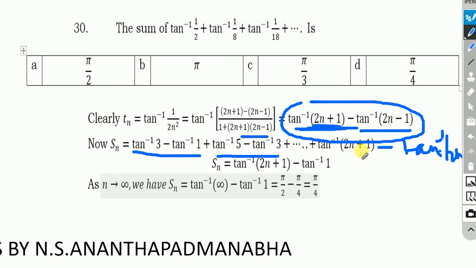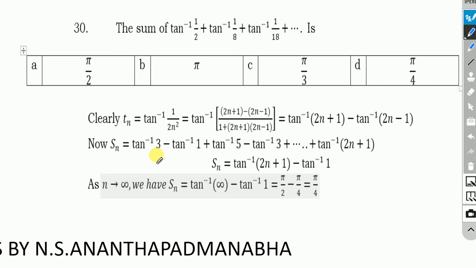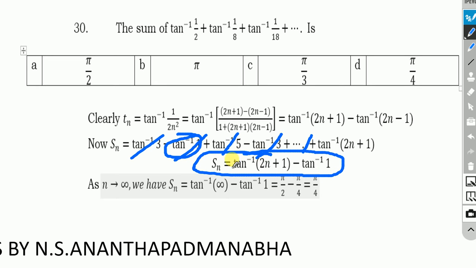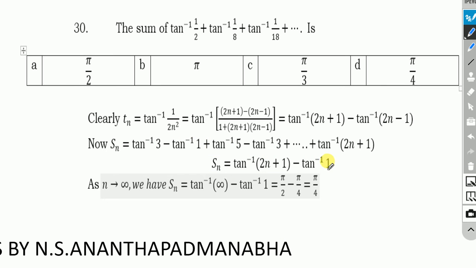So therefore Sn is nothing but, here you can observe that tan inverse of 3 will be cancelled, and minus tan inverse of 1 with the next step. So tan inverse of 1 will be there, tan inverse of 5 will be cancelled with the next term. So finally we will be left with tan inverse of (2n plus 1) minus tan inverse of 1. We know that tan inverse of 1 is pi by 4, and as n tends to infinity, this becomes infinity, and tan inverse of infinity minus tan inverse of 1 is our Sn.